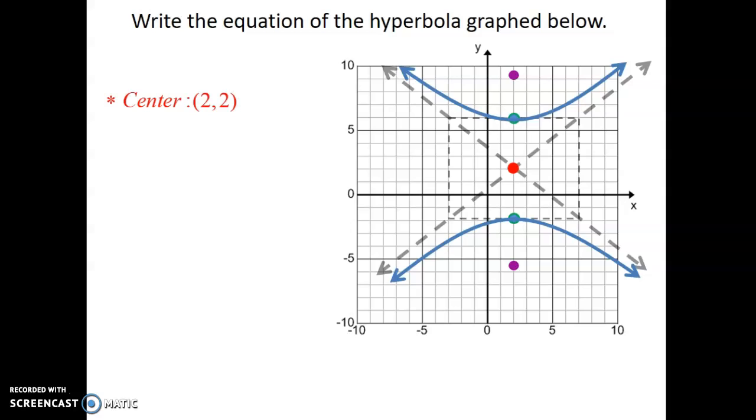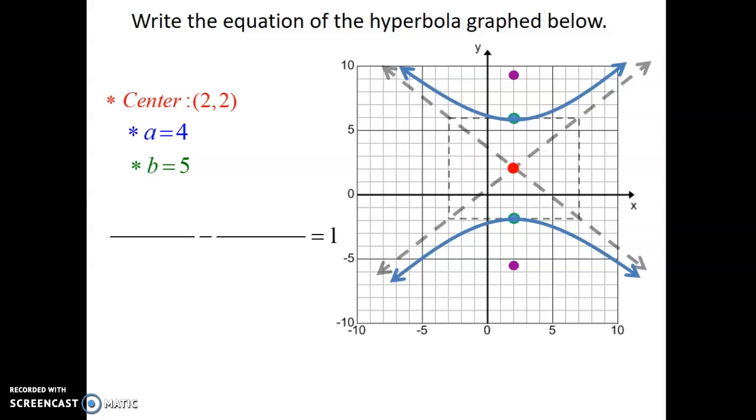We know the a value, which is going to be the first term, is the direction of the graph. So it's going to go up and down. So that's going to be 4. The b value is the part that's going left and right, which is going to be 5. So we can start constructing our equation.